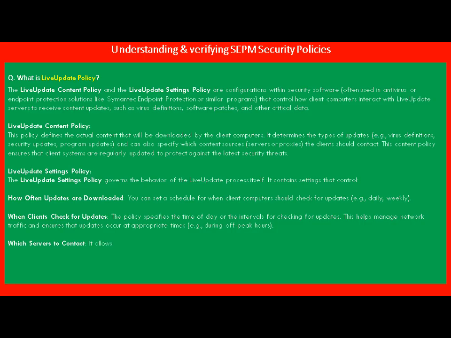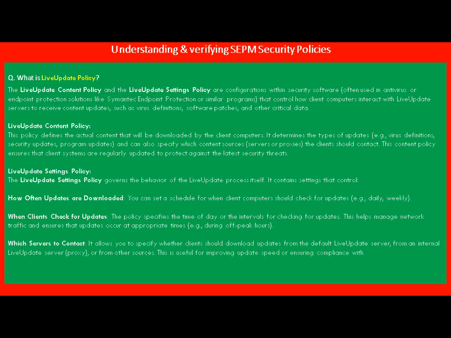Which servers to contact? It allows you to specify whether clients should download the updates from the default live update server or from an internal live update server like a proxy or from other sources. This is useful for improving update speed or ensuring compliance with internal infrastructure. Next is download settings. You can define whether updates should be downloaded automatically or if manual approval is required.